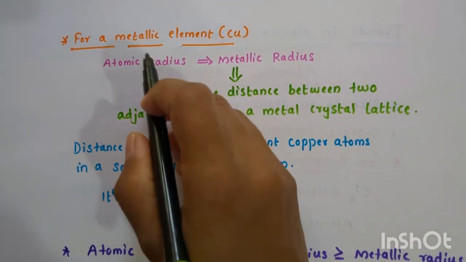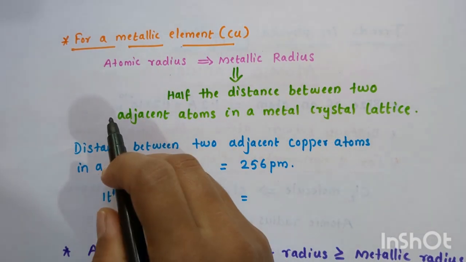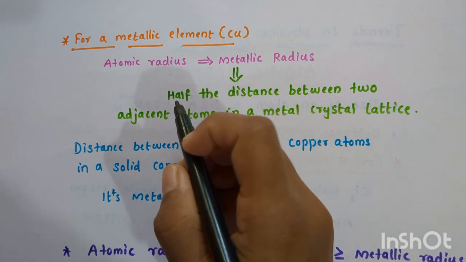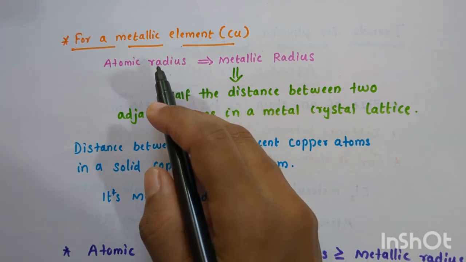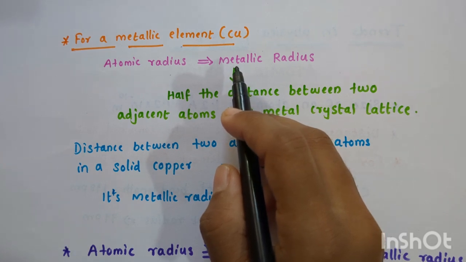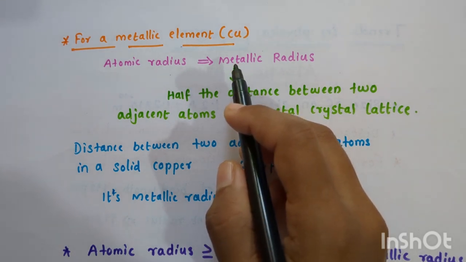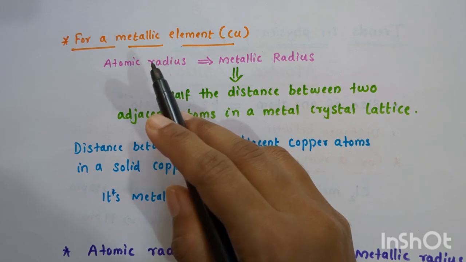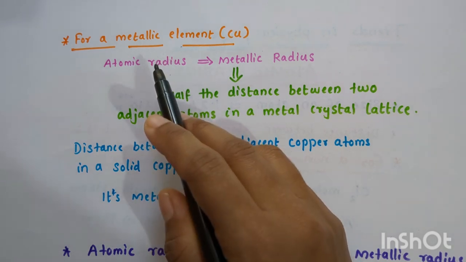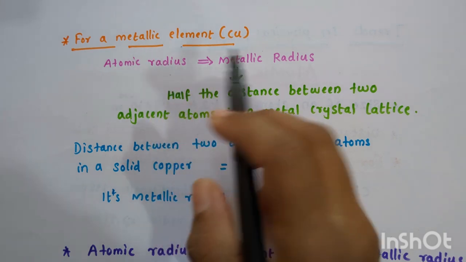Now, for metallic elements, for example, let us consider the metal copper. For metallic elements, that is, if the element is a metal, the term atomic radius refers to the metallic radius of an atom. If the element is a non-metal, the term atomic radius refers to the covalent radius of the atom.